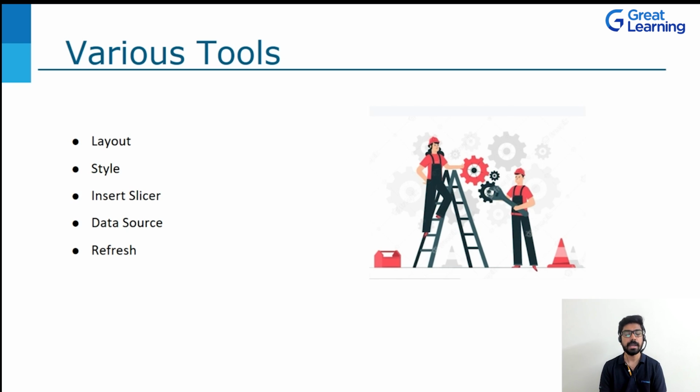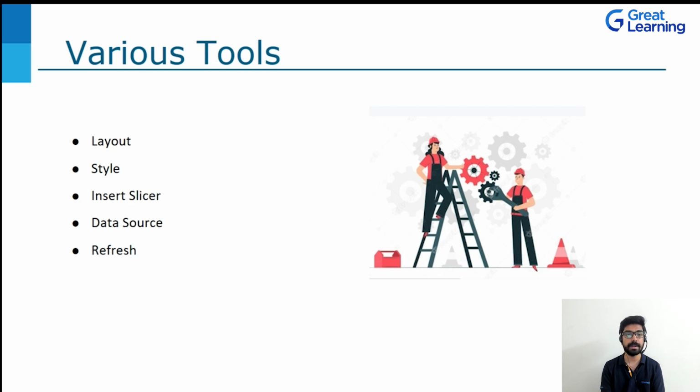Data source. Now you know that before creating pivot table, we need to be selecting the data source from which it needs to be considering the data for the pivot table, right? So what if you need to change the data source which you have already selected? What if you updated the data source and you need to completely change to a completely new data source?